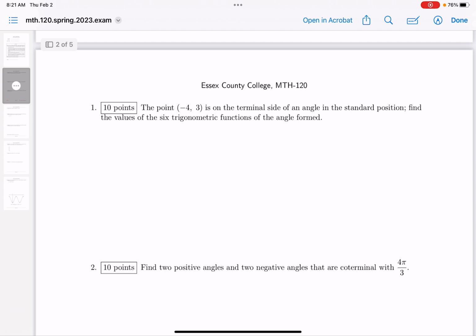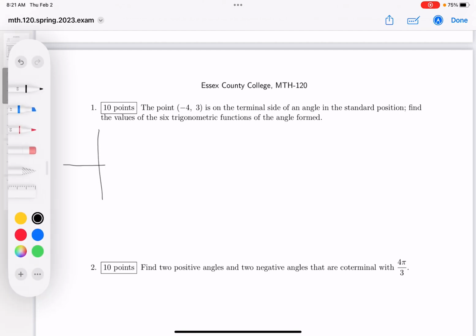Okay, let's take a look at it. It says the point minus 4, 3 is on the terminal side of an angle in standard position. Probably like we've done in class, I would draw a picture. It doesn't need to be terribly accurate. The abscissa, or the x-axis, the ordinate. Let me just call this x-axis, okay? This is the y-axis.